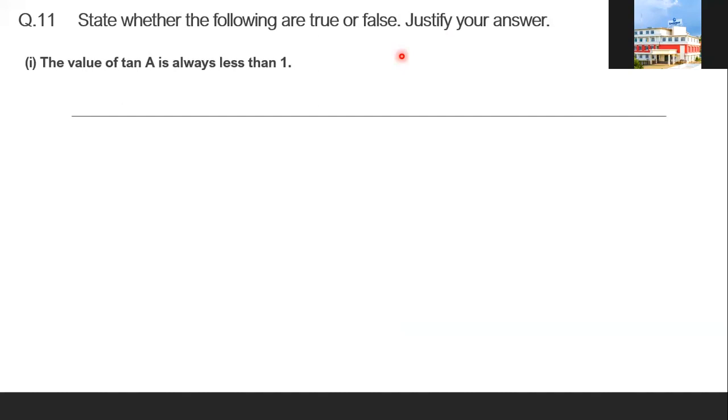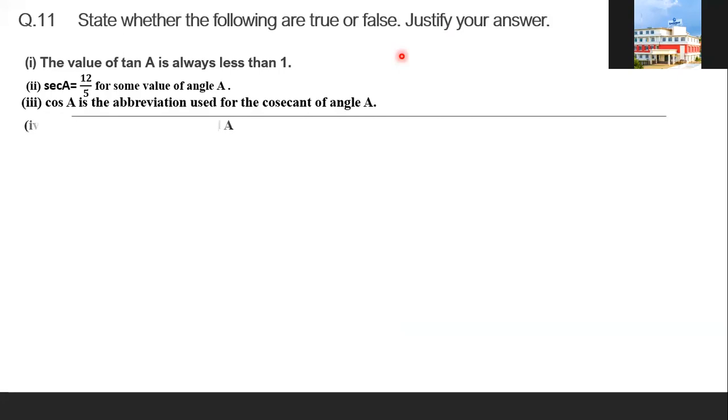First one, the value of tan A is always less than 1. What will you say, children? False, ma'am. False. Second question, secant A is 12 by 5 for some value of angle A. True. True, because cos will be less than 1 and secant is the reciprocal of cos. These are the questions. Third question, cos A is the abbreviation used for the cosecant of angle A. Is this correct? False. Cosecant and cos are not the same.